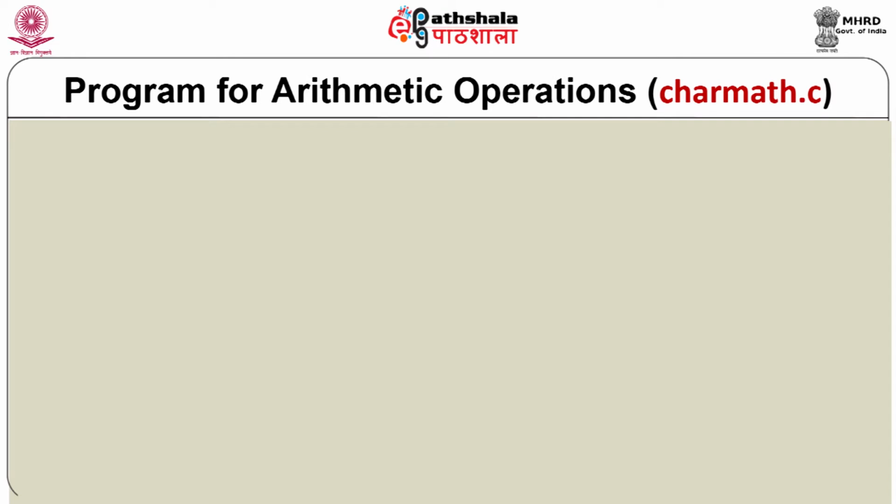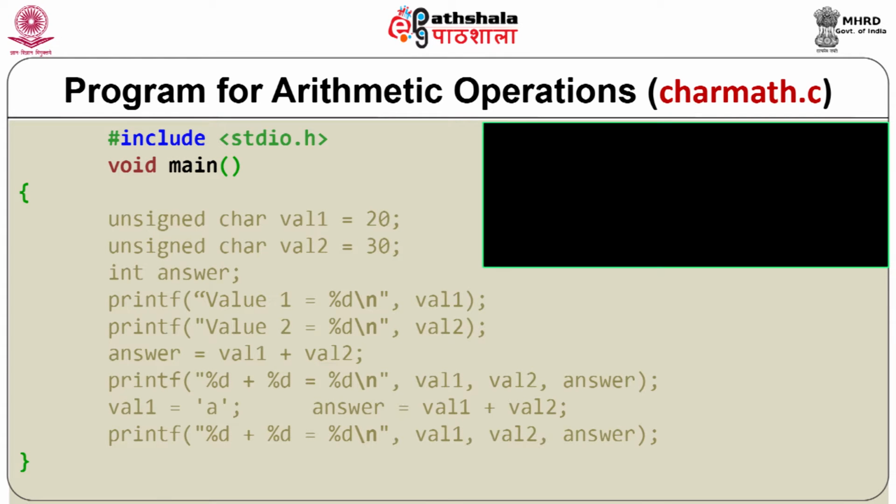Let us see one more program for arithmetic operations using strings. In this program you can see there are two different variables I am using, that is value1 and value2. Both are unsigned characters. Values are 20 and 30.